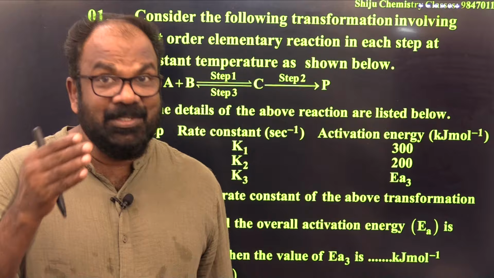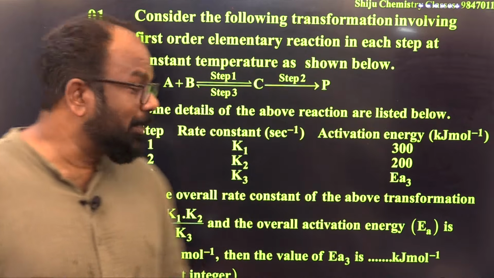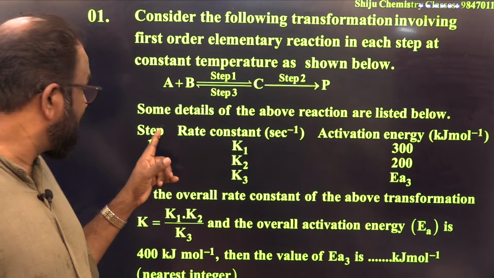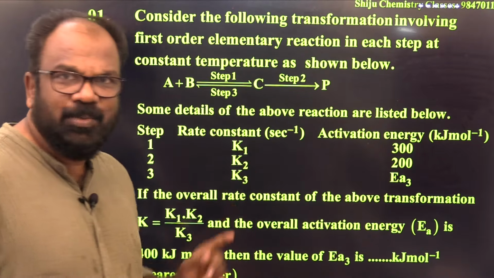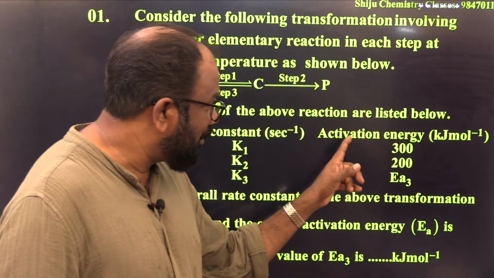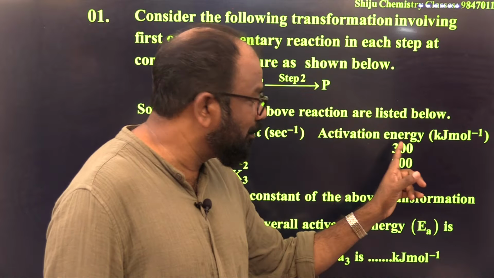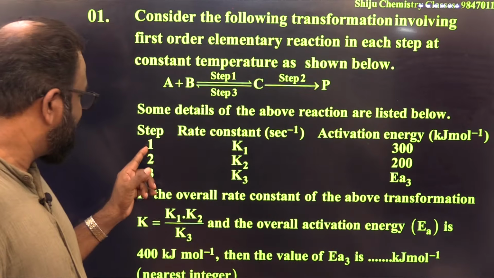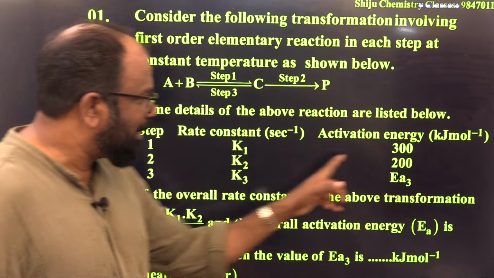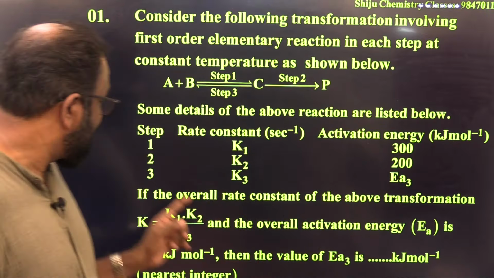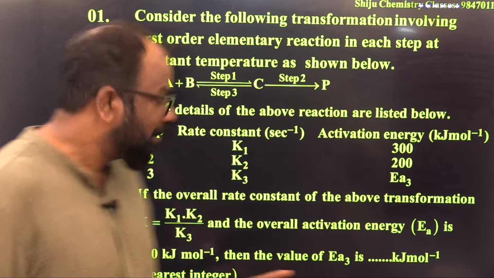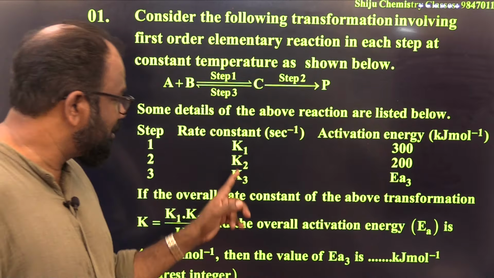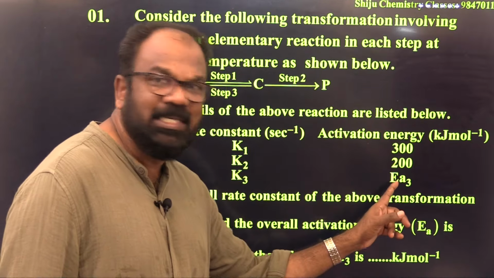The details of the reaction are given in a chart having 3 columns. In the first column, step numbers are represented. Second column, rate constant in second raised to minus 1 is represented, and in third column, activation energy in kilojoule per mole is represented. In step number 1, rate constant is K1 and activation energy is 300. In step number 2, rate constant is K2 and activation energy is 200. In step number 3, rate constant is K3 and activation energy is EA3.